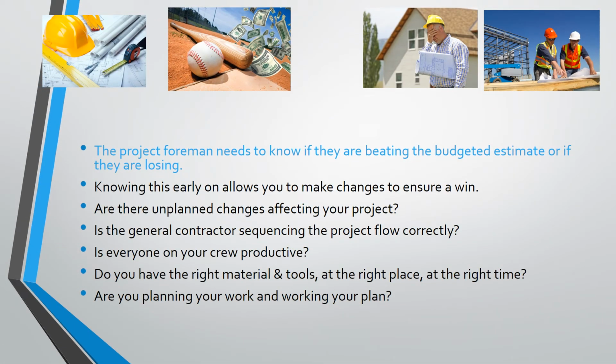The project foreman needs to know if they're beating the budgeted estimate or if they're losing. Knowing this early on allows you to make changes to ensure a win. Are there unplanned changes affecting your project? Is the general contractor sequencing the project flow correctly? Is everyone on your crew productive? Do you have the right material and tools at the right place at the right time? Are you planning your work and working your plan?